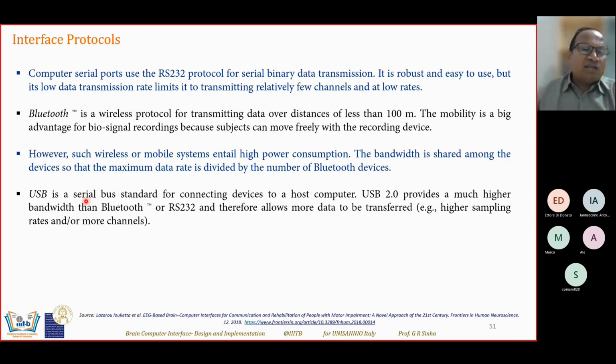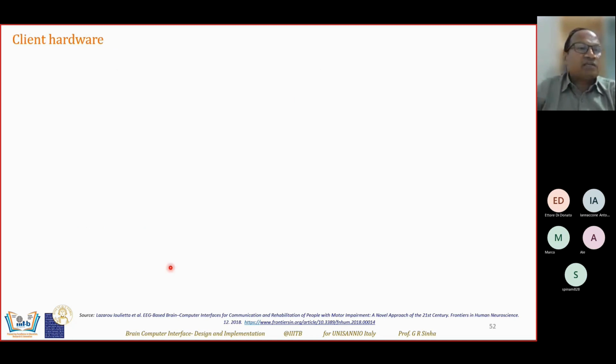And USB is a serial bus standard. You know that all of us use USB. USB 2.0 is a standard that provides higher bandwidth than Bluetooth or RS-232, and therefore it allows more data to be transferred with a higher sampling rate, and it even supports more channels in the USB interface.